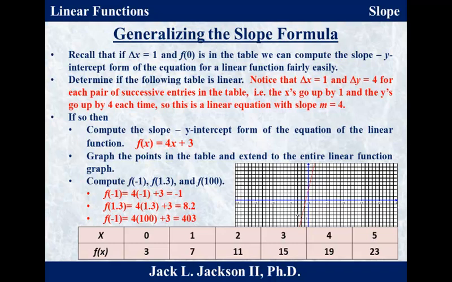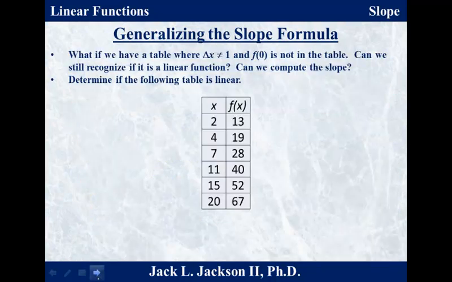4 times 1.3 plus 3, let's see, that's 4 times 1.3 is 5.2 plus 3 is 8.2. And the last one's supposed to say f of 100 is 4 times 100 plus 3 is 403. I'll fix that typo before we do a printout. Okay?